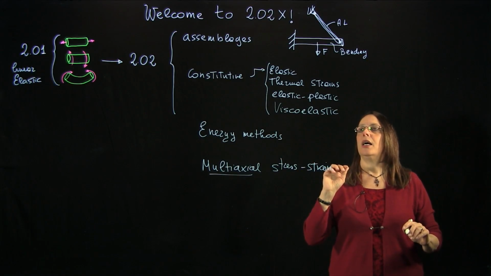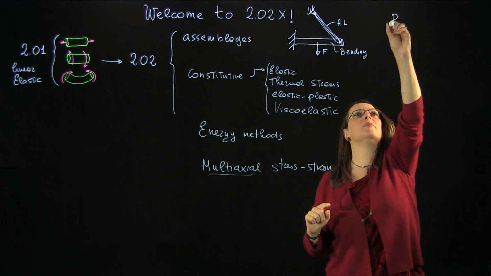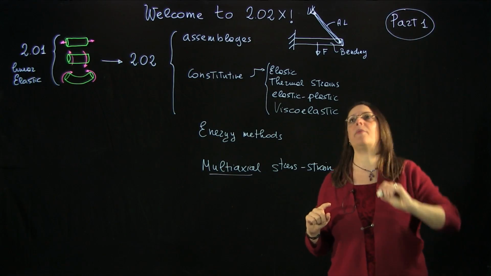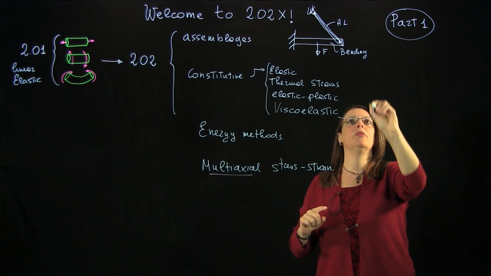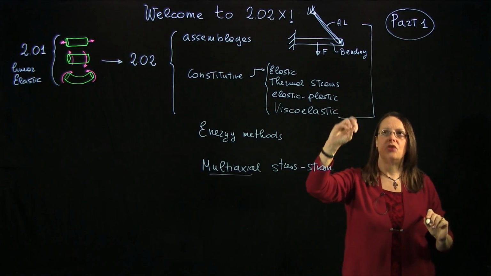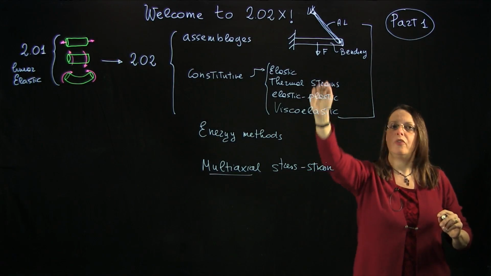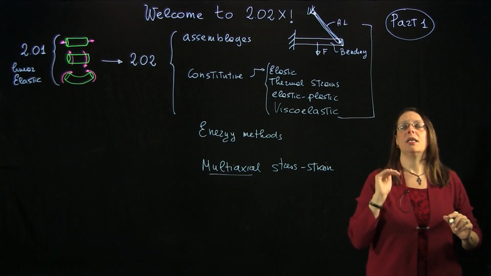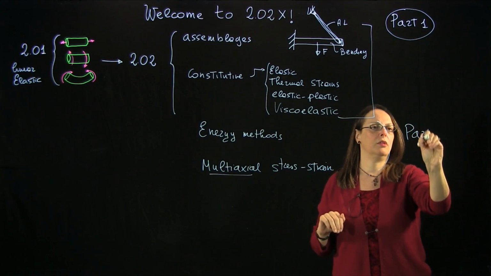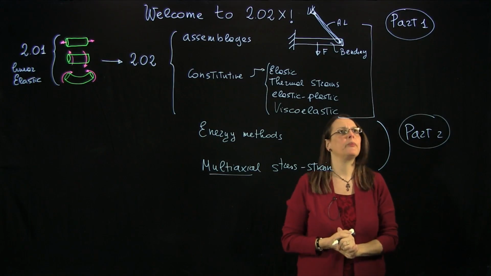So I should tell you that this summer we're doing 202X Part 1. Part 1, which is what we're going to do this summer together, is up to here. We're going to look at assemblages of structural elements, structures composed of multiple elements, and at the behavior of these structures for this kind of constitutive responses. Then Part 2, this part over here, we're going to do next year, next summer probably.